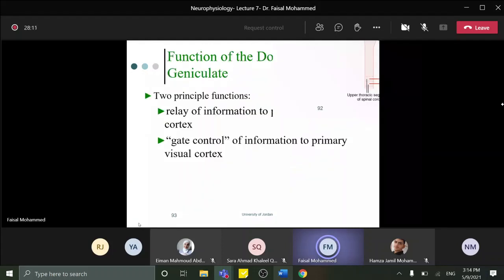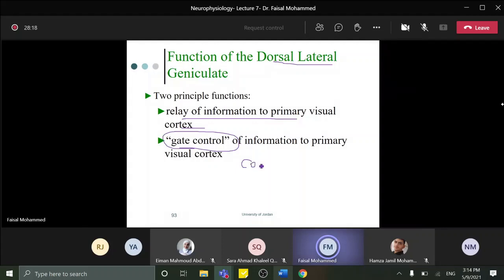Function of the dorsal lateral geniculate: to relay information to the primary visual cortex. Gate controls: زي ما حكينا الجيت اللي هي corticofugal fibers من الكورتكس back to the geniculate, corticofugal fiber feedback. ليش feedback؟ حكينا feedback ليش؟ Increase sharpness. كمان غير sharpness, increase the sensitivity of the system.